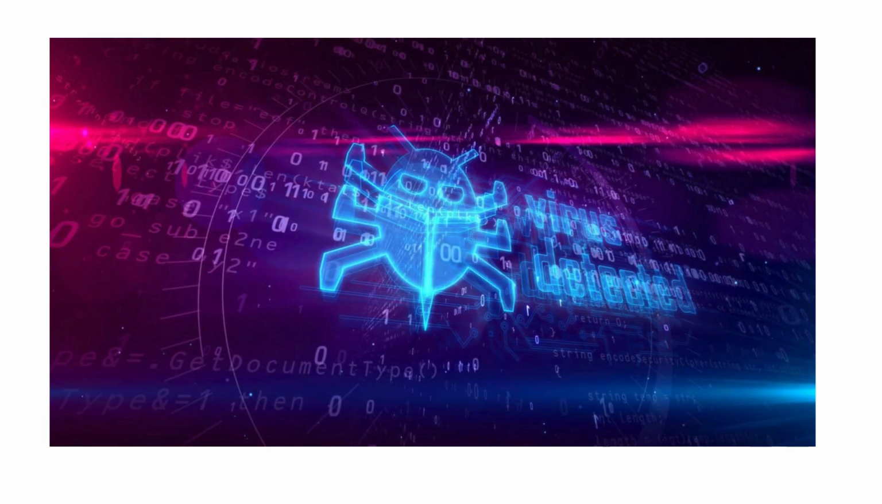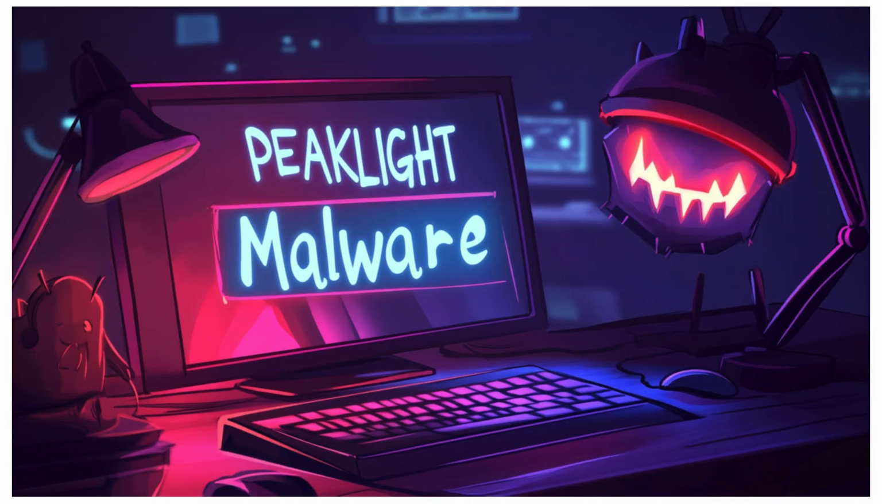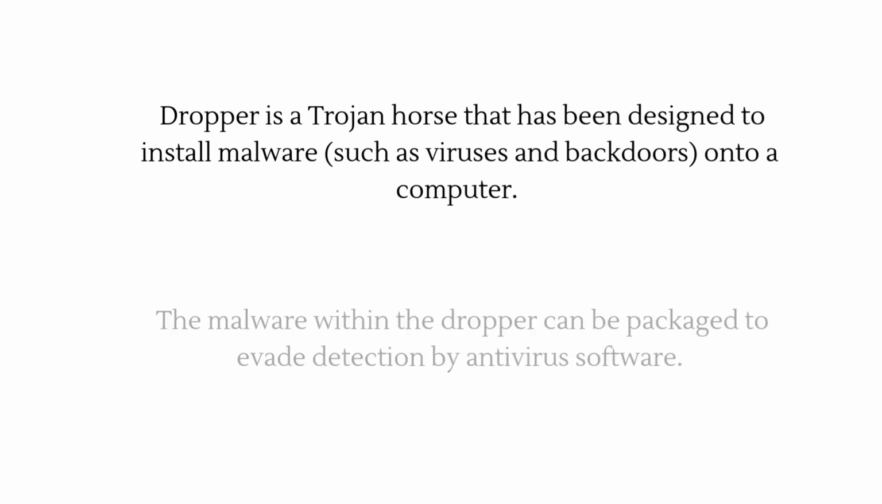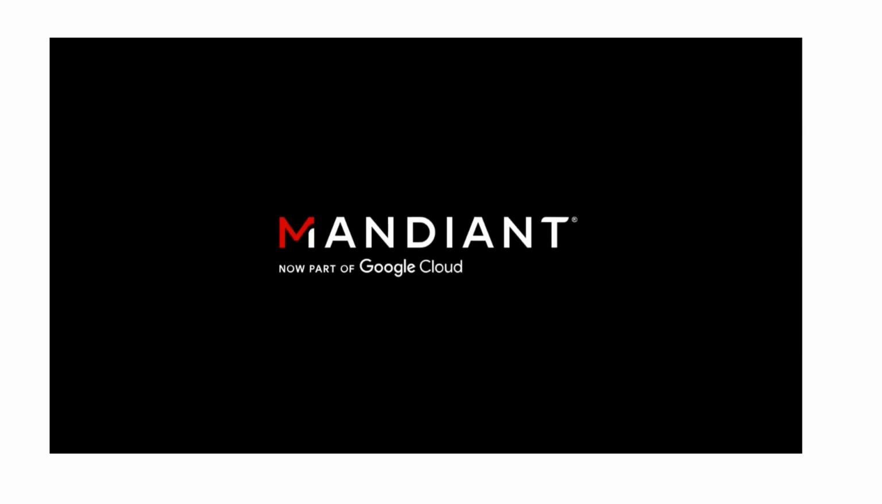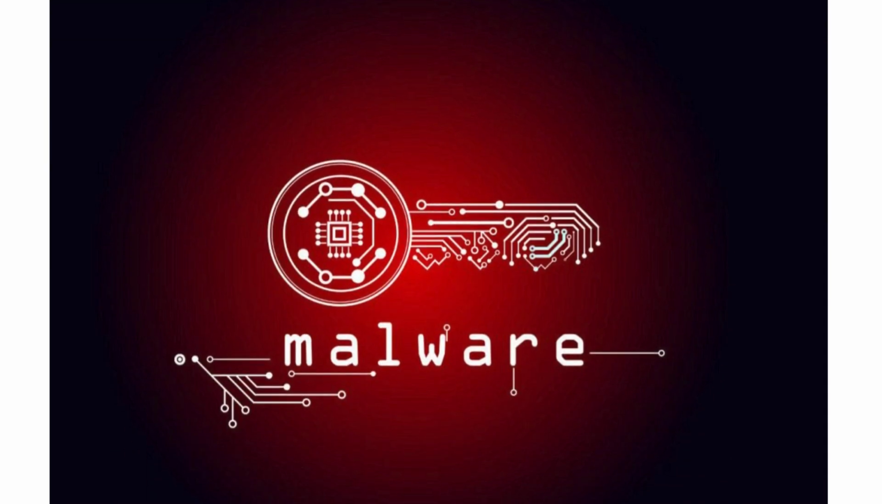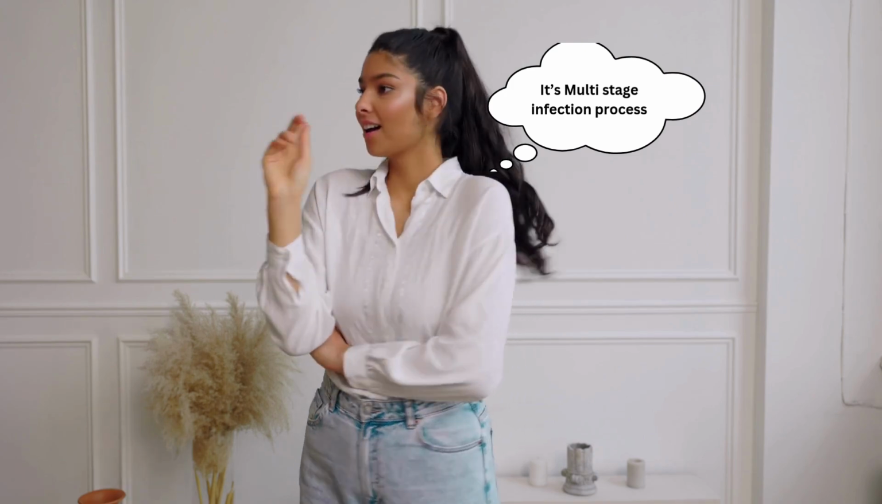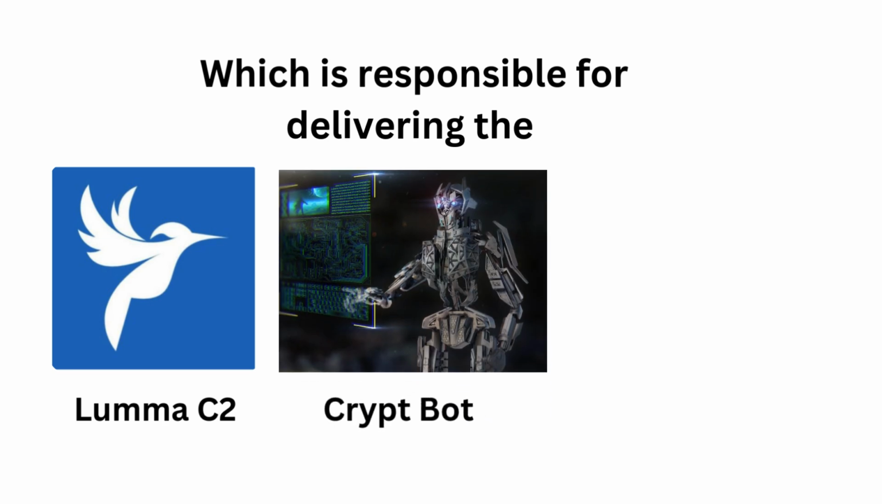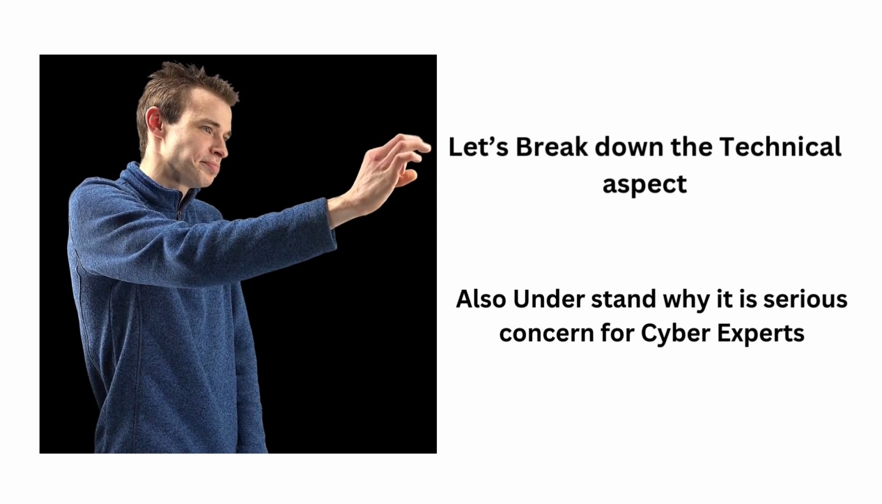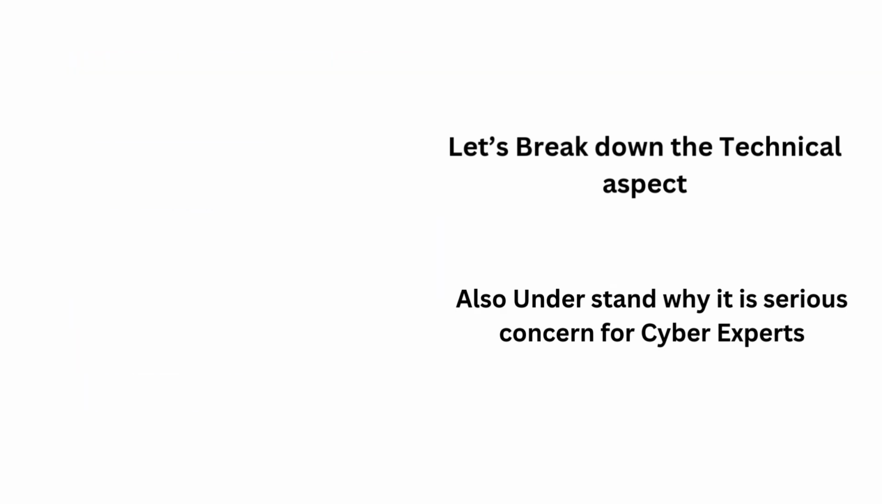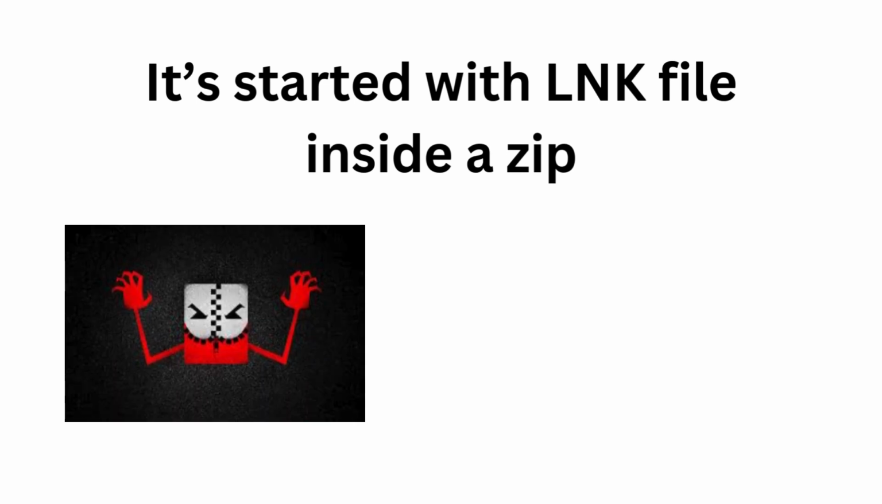Today, we are diving deep into something intriguing and dangerous: PeakLight, the latest memory-only dropper recently uncovered by Mandiant. PeakLight, a highly sophisticated memory-only malware dropper. But what makes PeakLight so interesting? Its multi-stage infection process, which culminates in the delivery of malware like Luma, Shadowloader, and Cryptbot. Today, we are breaking down the infection chain, its payload, and why this dropper is a serious concern for the cybersecurity expert. It all begins innocently enough.